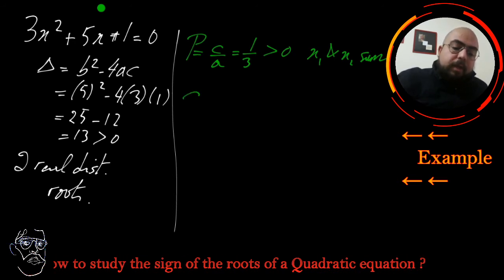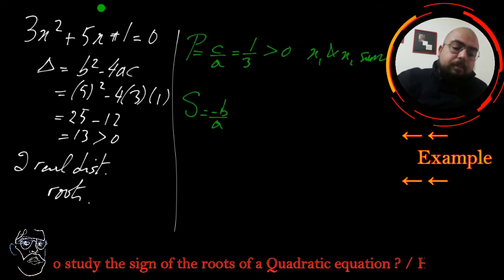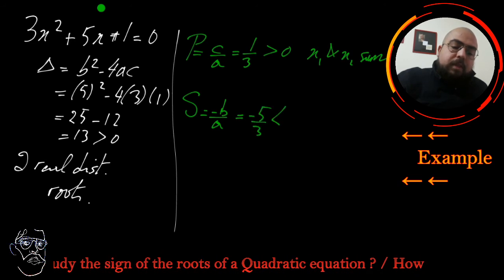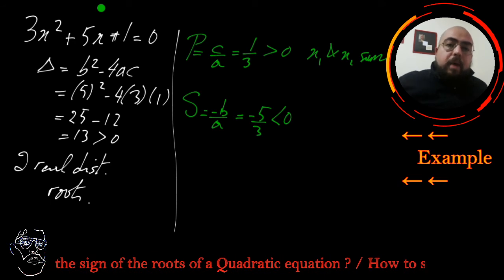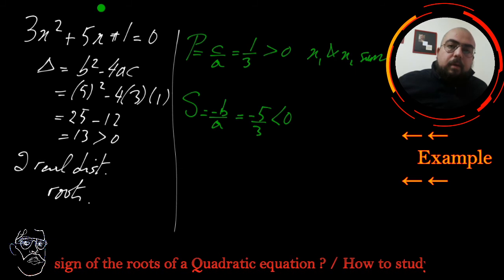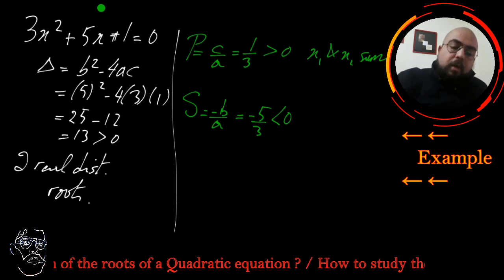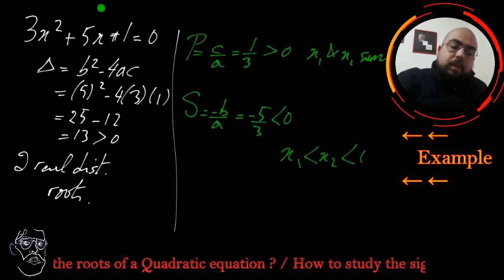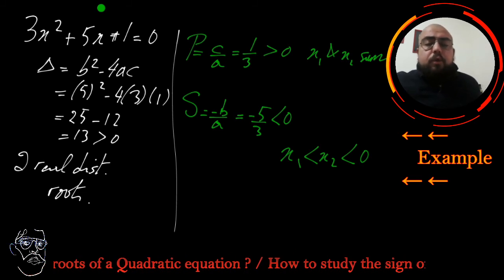So I should check the sum. What about the sum, which is equal to minus b over a? It's equal to minus 5 over 3. The sum is negative. So if the sum is negative and both of them have the same sign, it means that both are negative, which means I can write down x1 smaller than x2 smaller than 0. All right, so in this case the two roots are negative.